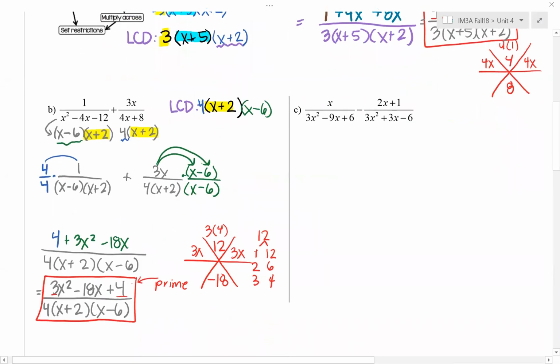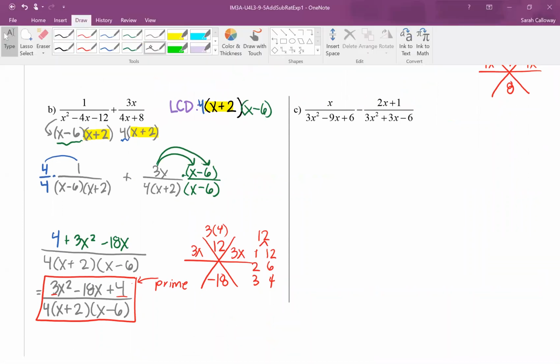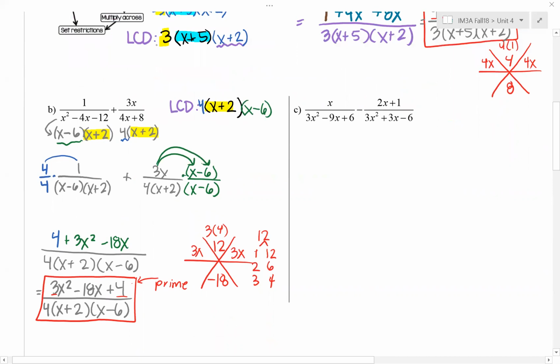So our denominators look very similar, but they are not the same. And so we're going to start by factoring again. Notice that they both start with a 3. And if I look at all the numbers, 3 actually goes into all the numbers. So I can factor a 3 out for both of these. So if I divide these by 3, I get x squared minus 3x plus 2.